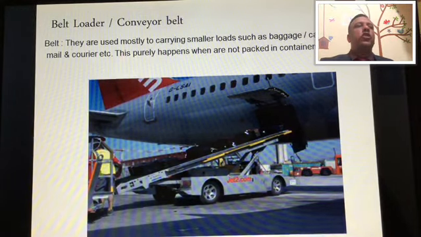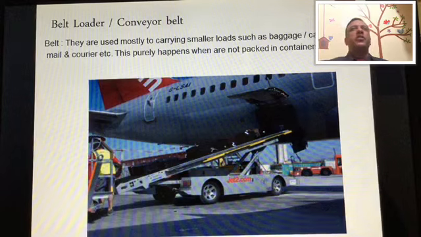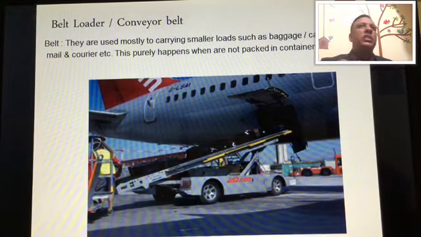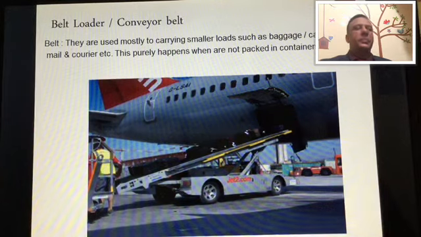Belt loaders are mostly used to carry smaller loads such as baggage, cargo, mail, courier, etc. This purely happens when the items are not packed in containers. If there is loose baggage, generally it is used in a narrow body aircraft. What does narrow body mean? There are no ULDs being used and there is no K loader. So you will only be using a belt loader, which will be used in transportation of loose baggage, cargo, mail, etc., which will be loaded into the aircraft and then unloaded from the aircraft.